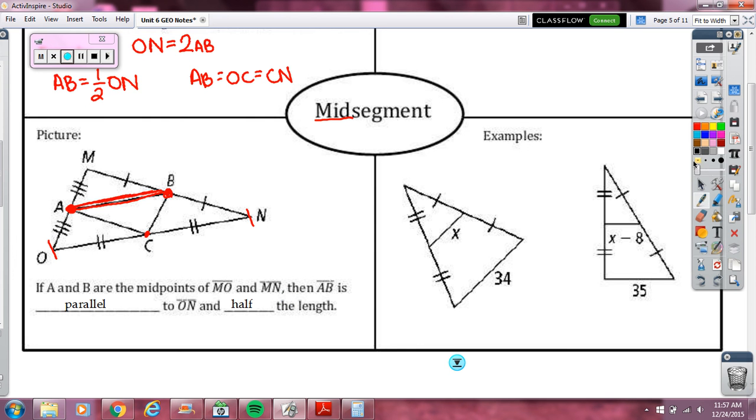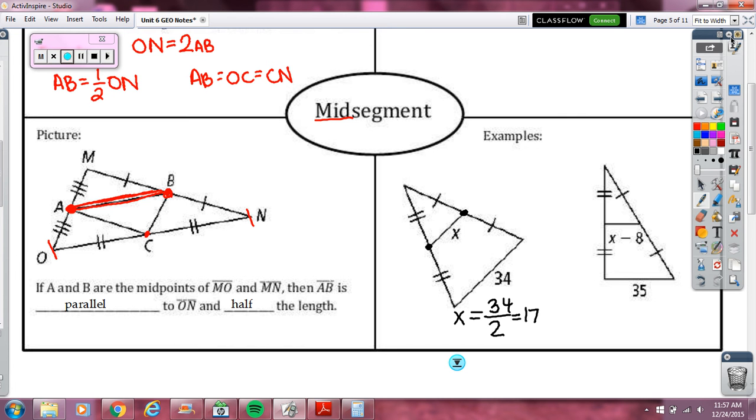All right, so if I've got these 2 pictures, first of all, I can look at it and see, oh, this is a midpoint because it's the same on both sides. This is a midpoint because that segment's the same on both sides. So that means that x is going to be half as big as 34, or 34 divided by 2, which is 17. Done.